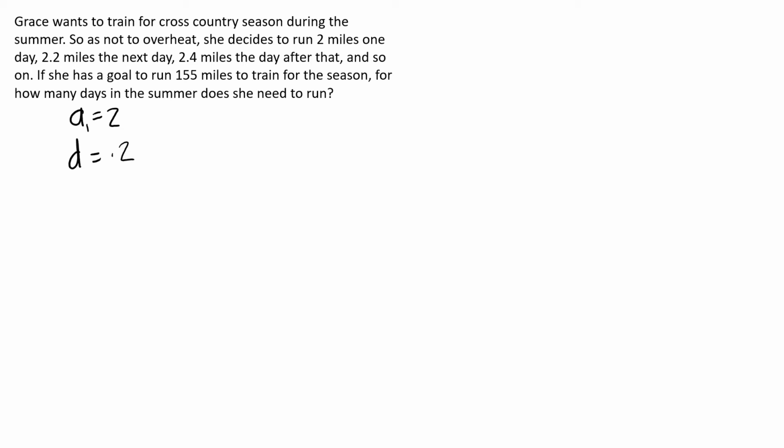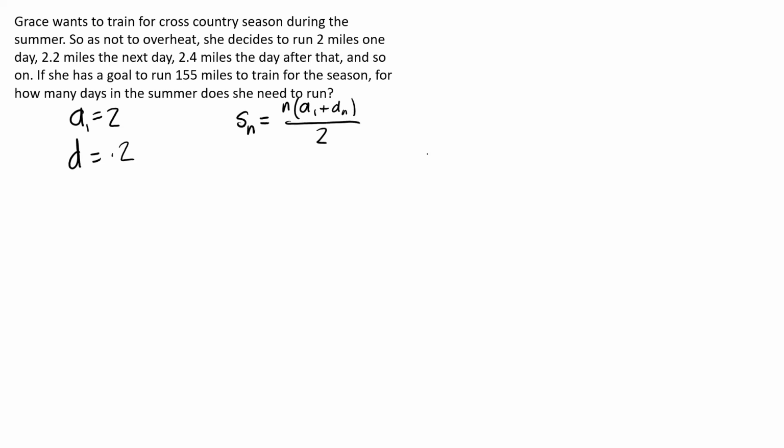I don't really know how to do this. Let's see if we can figure it out. First of all, we know that one of the formulas we're going to use, because this is going to be the sum of an arithmetic series, is that the sum of this arithmetic series is equal to the number of terms times a sub 1 plus a sub n, divided by 2.